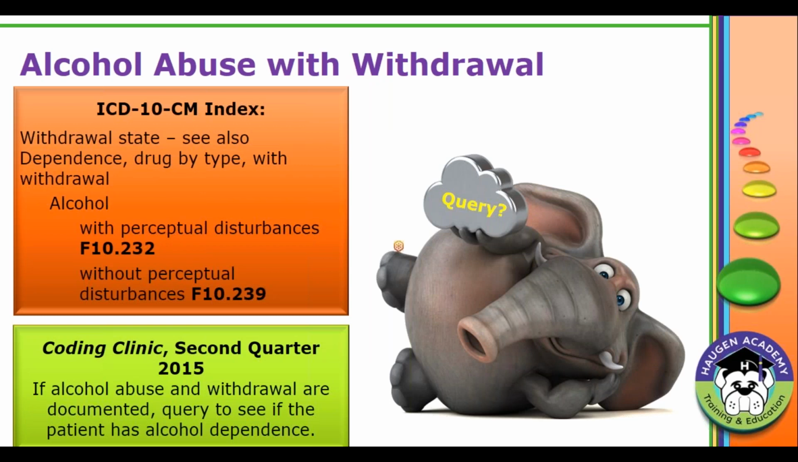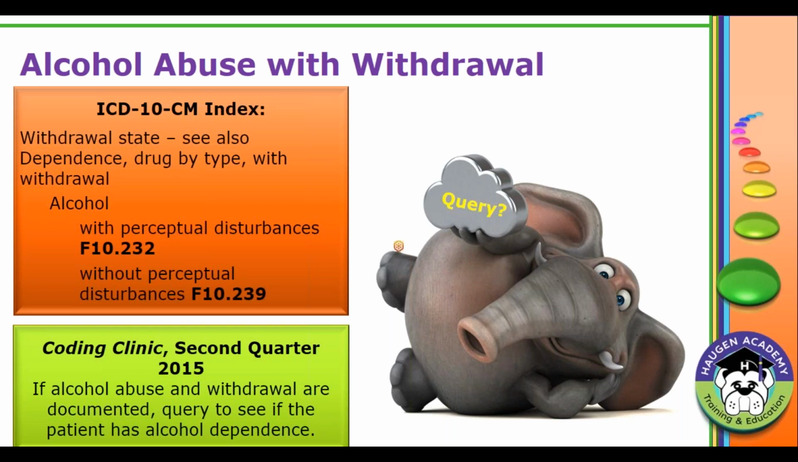Now remember, I mentioned earlier there is a code for alcohol dependence in withdrawal, but there is no code for alcohol abuse in withdrawal. And this is a situation where we've got some conflicting information from the cooperating parties. Now, first of all, if you look up withdrawal state in the ICD-10 index, there is a statement that says, see also dependence, drug by type with withdrawal.